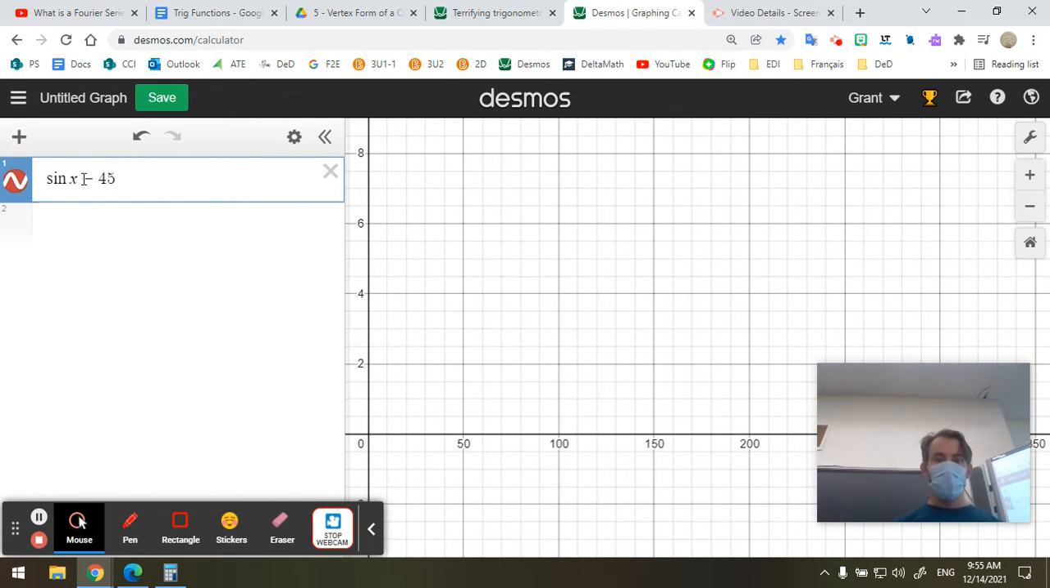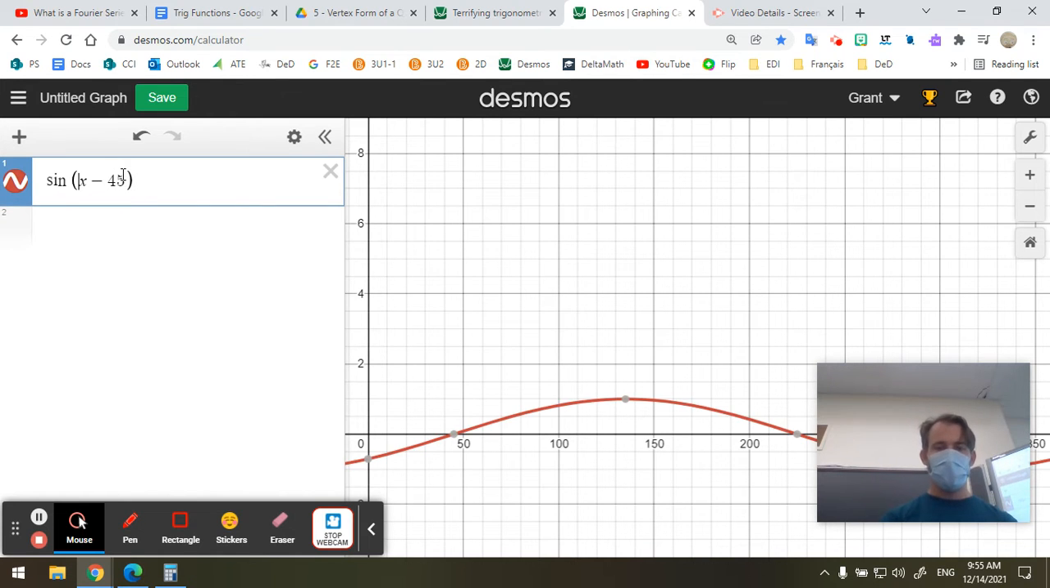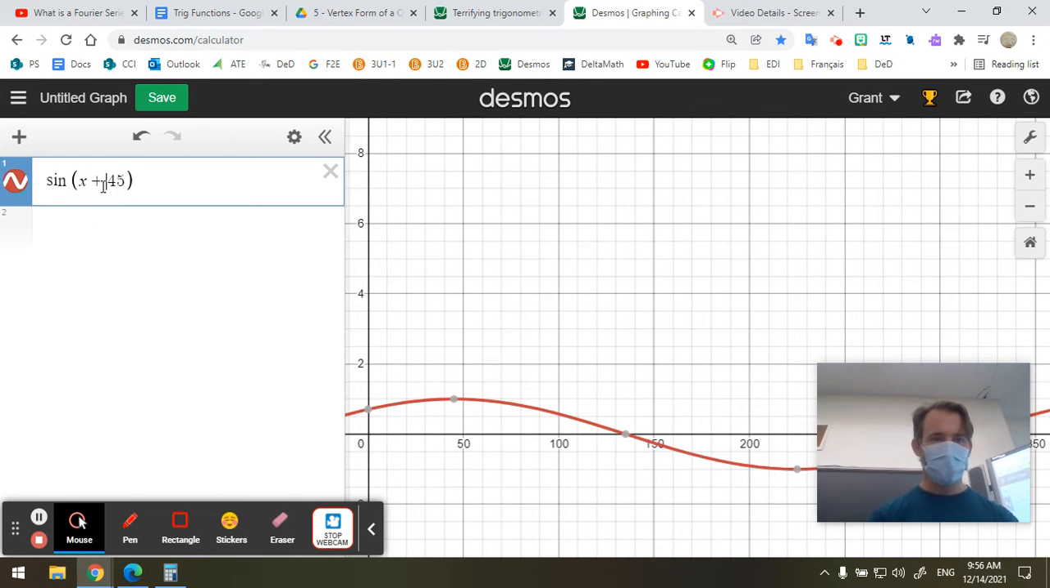Oh, where did it go? What happened? Why isn't it still there? Oh, right, because that's a c transformation, Mr. Jennings. You need to put that in brackets. Oh, and it was plus 45, not minus 45. Plus 45. There. So now look, there it is. There's our 1 over root 2. That's our new y-intercept. And it happened by pulling the whole function that way.